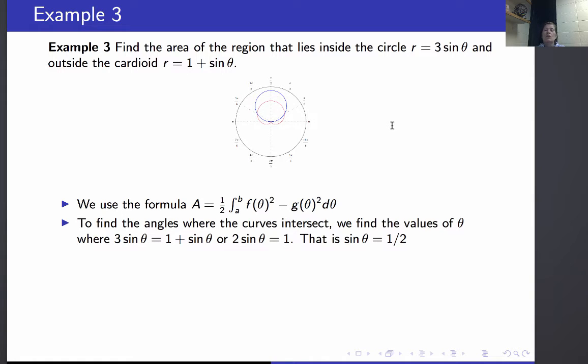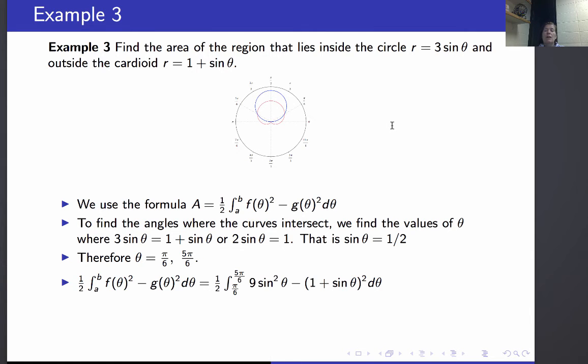The two curves intersect when the values of r are equal, so when 3 sine of theta equals 1 plus sine theta. And this gives us 2 sine theta equals 1, or sine theta equals 1/2. So we see that there are exactly two angles between 0 and 2 pi with sine of theta equals 1/2. There are theta equals pi over 6 and theta equals 5 pi over 6.